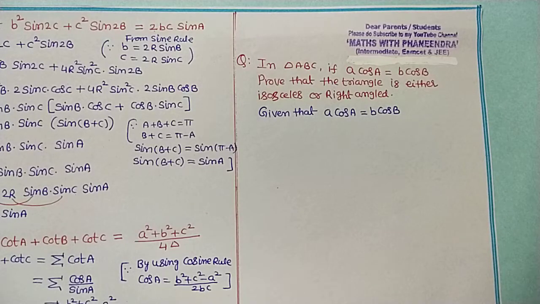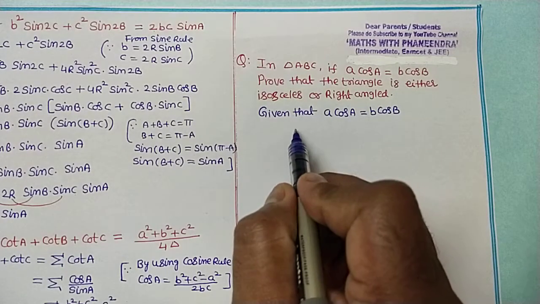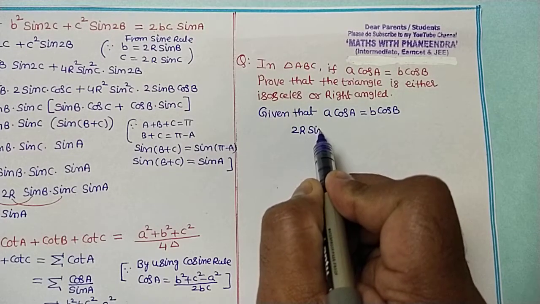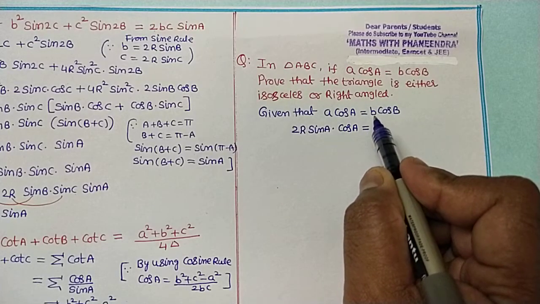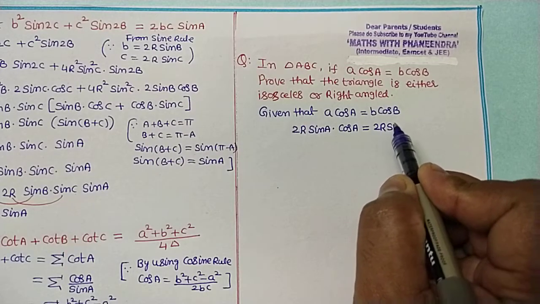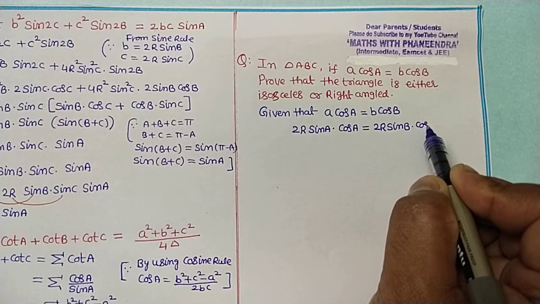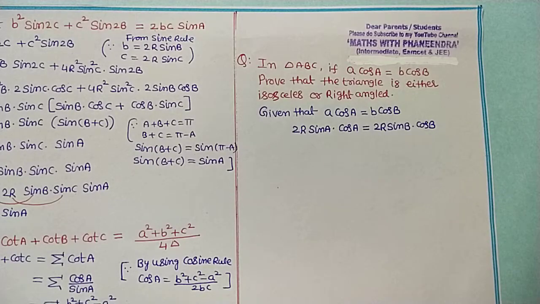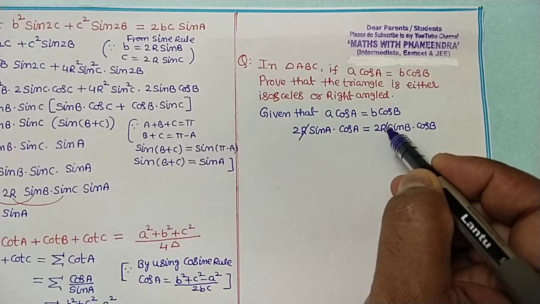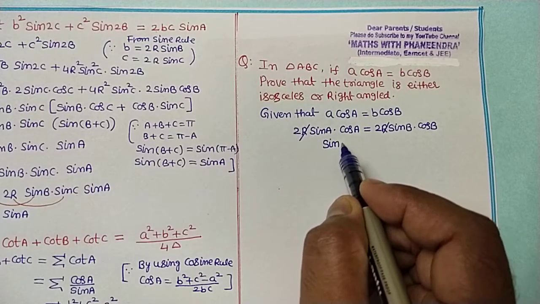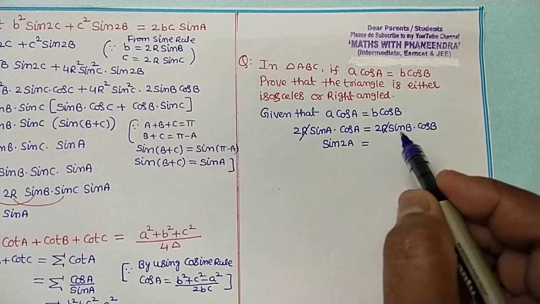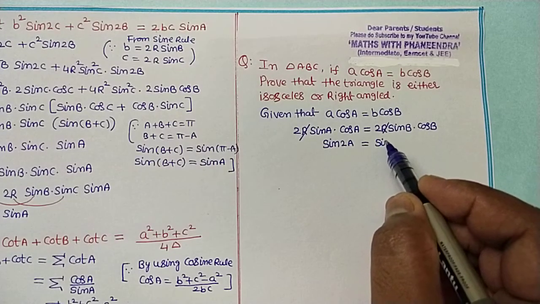By using sine rule, in place of small a and small b, you have to write 2R sin A and 2R sin B. In place of the small a, 2R sin A into cos A equal to, in place of small b, 2R sin B into cos B. After that, both sides capital R get cancelled. 2 sin A cos A, it is sin 2A, which is equal to 2 sin B cos B, which is equal to sin 2B.